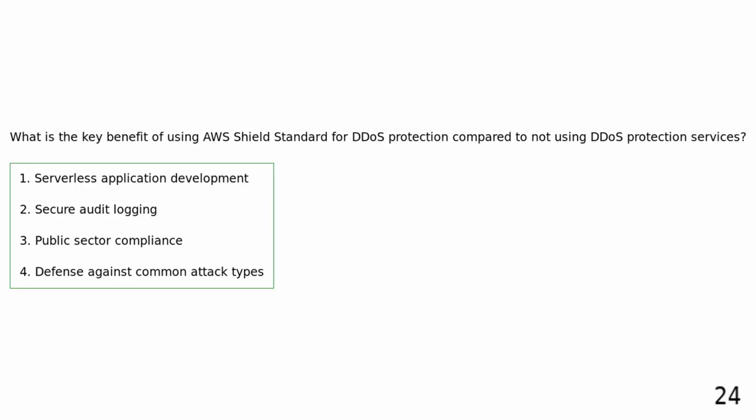What is the key benefit of using AWS Shield Standard for DDoS protection compared to not using DDoS protection services? Serverless application development. Secure audit logging. Public sector compliance. Defense against common attack types. A key benefit of using AWS Shield Standard is the defense it provides against common DDoS attack types compared to not using DDoS protection services.